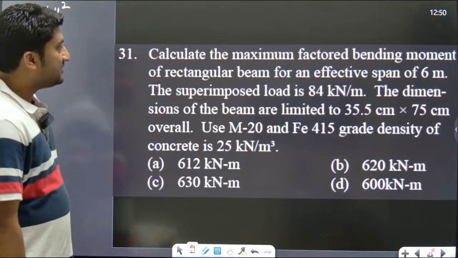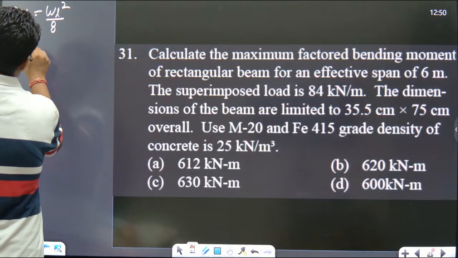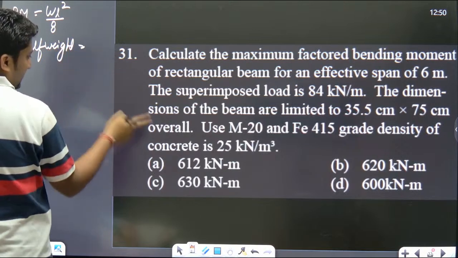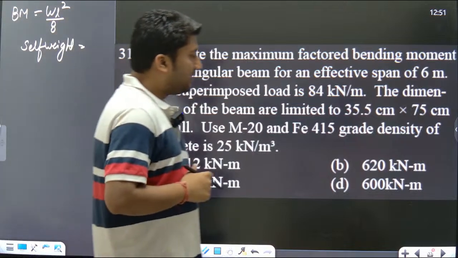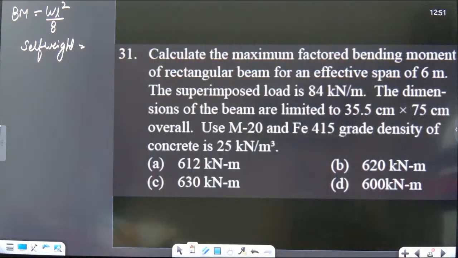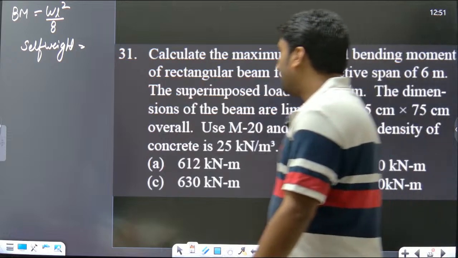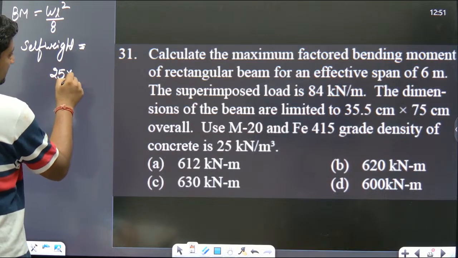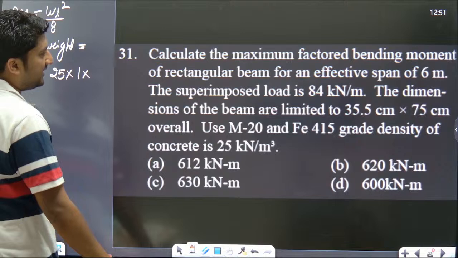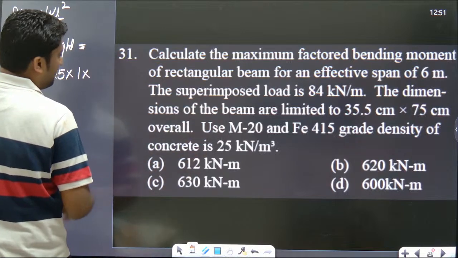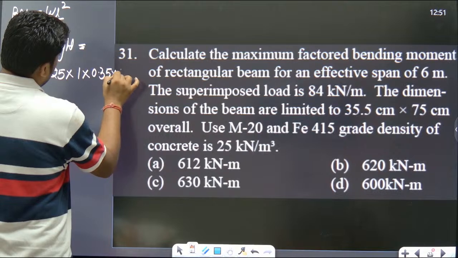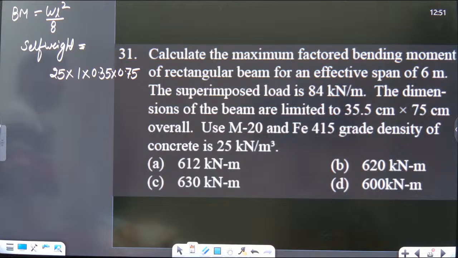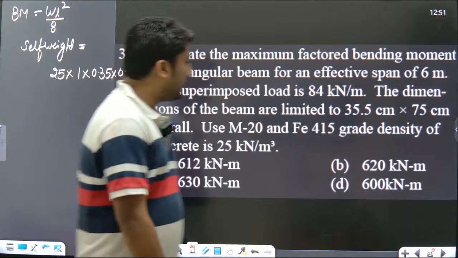As well as, what is the self weight? Please don't neglect the self weight of the beam. Self weight of the beam is nothing but the density, and the density is 25 kilonewton per meter cube. For 1 meter length, the width and depth, converted to meters, are 0.35 into 0.75. So this is nothing but kilonewton per meter.